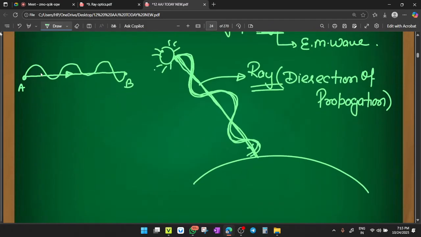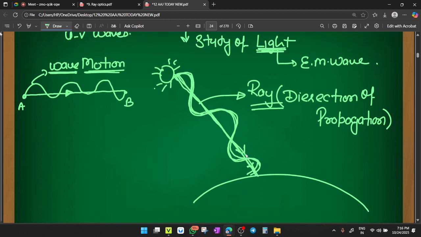That's why we have to study wave motion, because a wave is a type of motion. When we call something a wave, it means we are ready to analyze its motion. So this is called a wave, and the directional path of the wave is called a ray. In this chapter we have to study the ray, meaning only the direction of propagation of a wave.